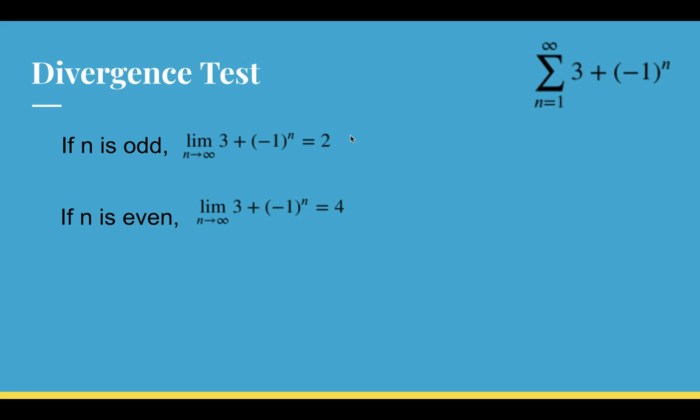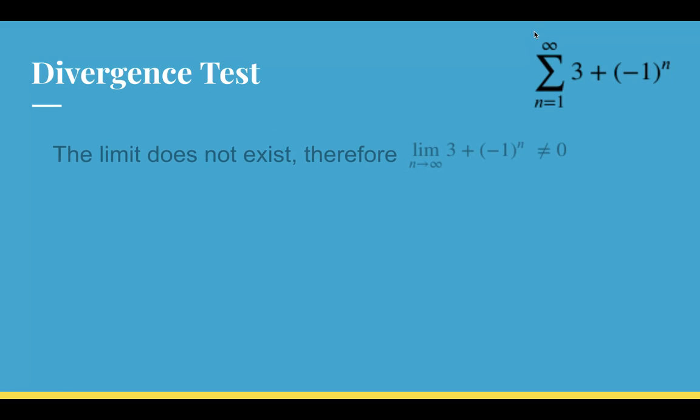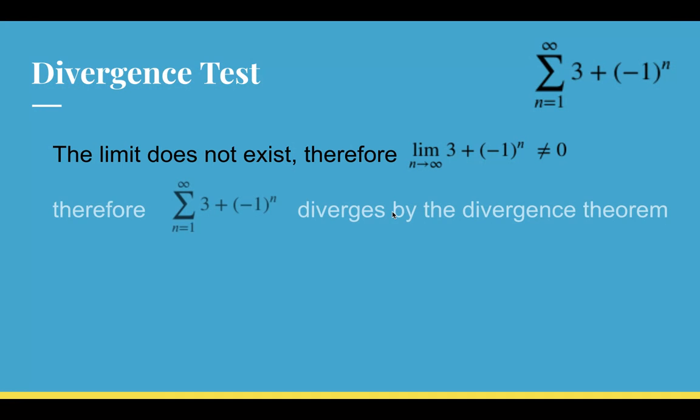So as you can see, as the sequence continues, it's just going to keep alternating between 2 and 4, 2 and 4, 2 and 4, and it's never going to come out to one number, meaning that the limit of this sequence does not exist. And since the limit does not exist, the limit does not equal 0. And since the limit does not equal 0, by the divergence test, this infinite series diverges.